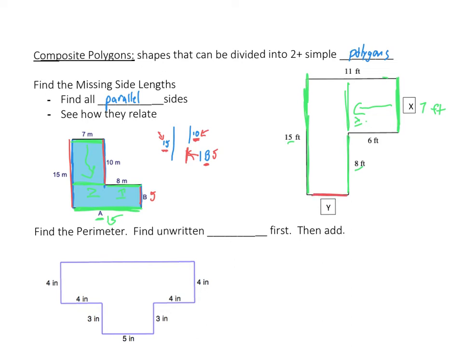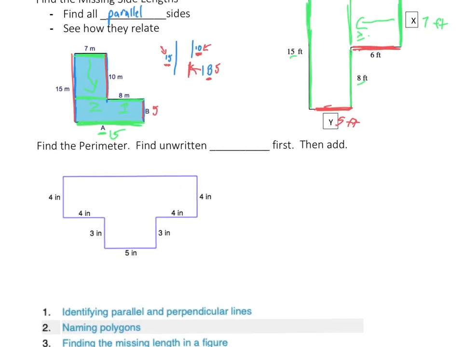Same thing for Y. Y plus 6 is going to be 11, so Y has to be 5. 5 feet plus 6 feet is 11 feet. Sometimes the composite polygons will have more sides than that, and you might have to add more to find it out. Okay, so that is how we find missing side lengths.